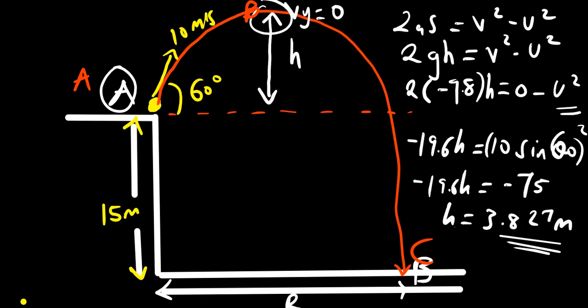So what are we going to do? Let me use the next page. So to find T1, what are we going to have? We're going to say our V is equal to U plus GT.